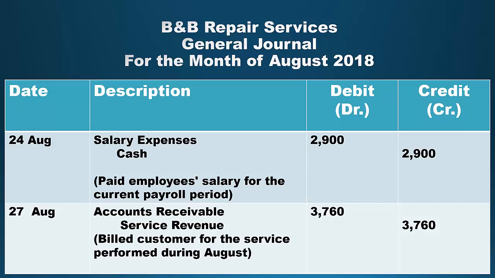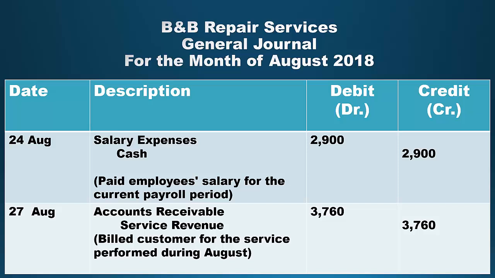August 27, billing customers for services performed. Step 1. What happened? The company billed customers $3,760 for repair services they performed during August. The customers haven't paid yet, so this amount is recorded as accounts receivable. Step 2. Which accounts are affected? Accounts receivable increases because this is money the company expects to receive in the future from customers. Service revenue increases because the company earned income by providing these services.